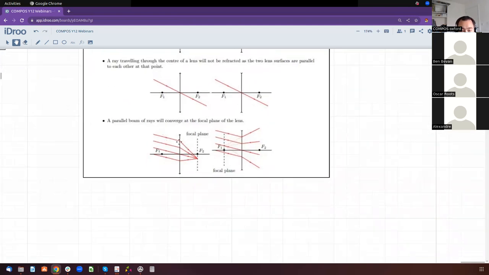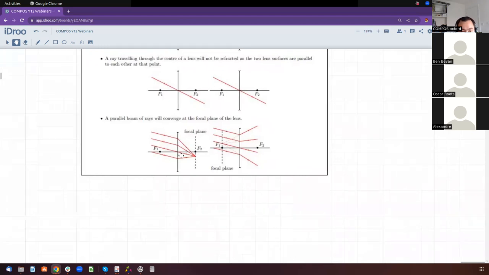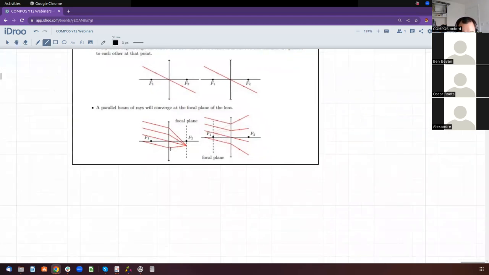And a parallel beam of rays will converge at the focal plane. Any parallel beam of light will converge in the focal plane, and that's important to understand. If it is parallel, of course, it will go through the focal point. If it's not parallel, it will still converge at the focal plane. For a diverging lens, it's the same thing. We have this focal plane, and a parallel beam of lines will diverge, but they will intersect at the focal plane.